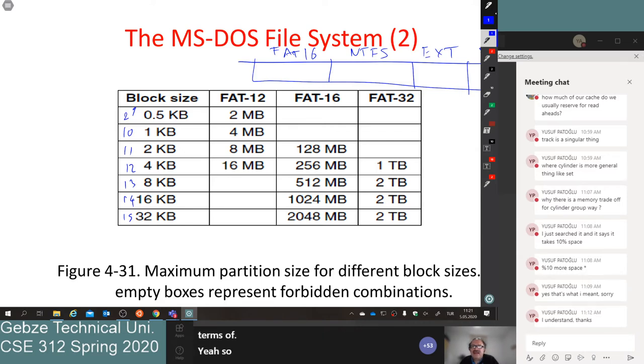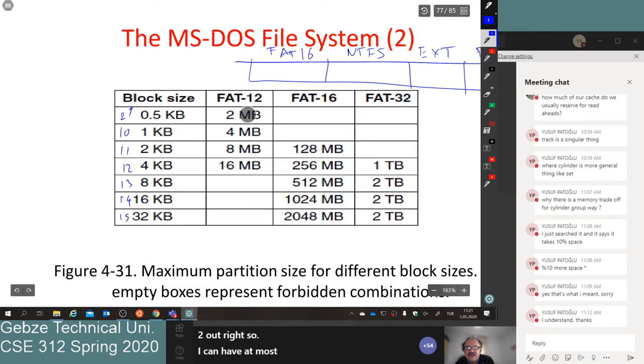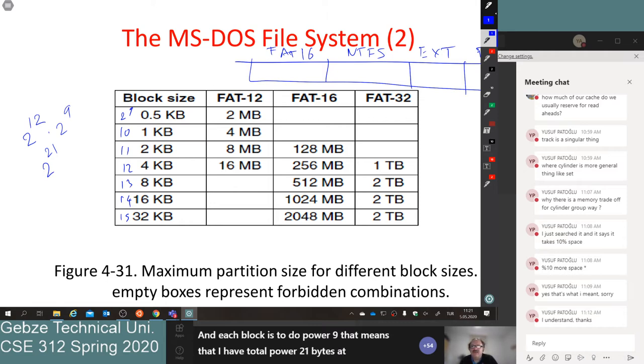So if my block size in FAT12 is 2 to the power 9, and this is 12, then I can have at most 2 to the power 12 blocks, and each block is 2 to the power 9. That means that I have 2 to the power 21 bytes at most. That makes 2 megabytes. So 2 megabytes is the largest disk partition.